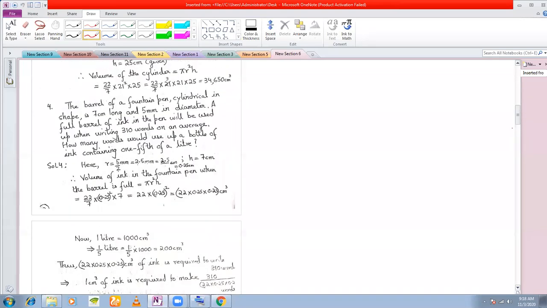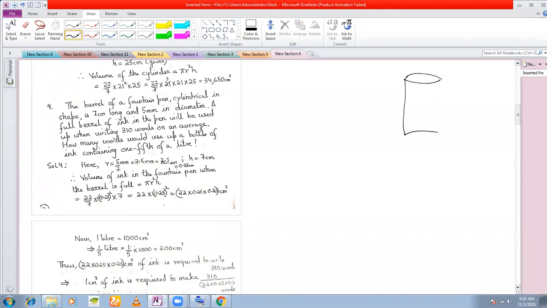The barrel of a fountain pen, cylindrical in shape, is 7 centimeter long and 5 millimeter in diameter. So this is your fountain pen, the barrel, in fact, of the fountain pen.